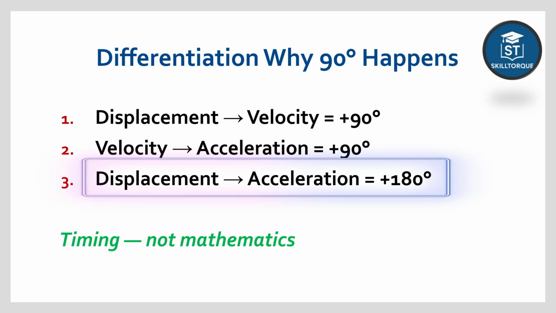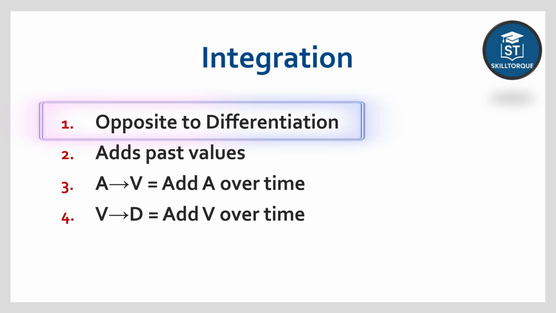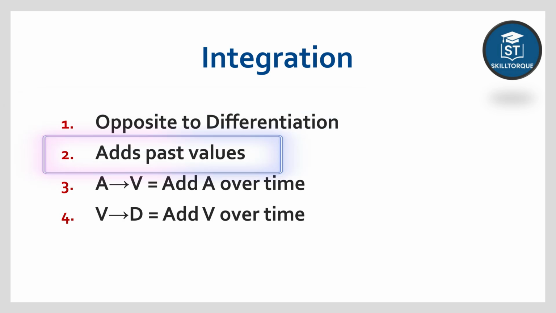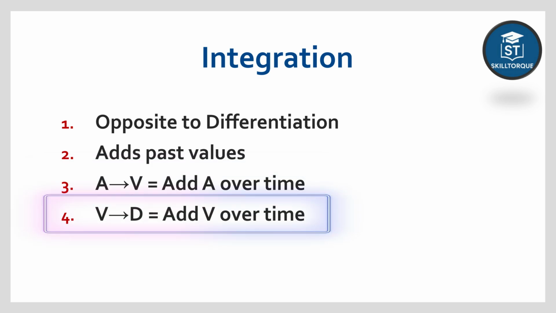So now let's discuss the next part, that is the integration. Integration is the opposite process, right? This part is very important, and normally it gets misunderstood. What does integration mean? It simply means adding up everything that happened in the past. Okay, clear? So when I convert from acceleration to velocity, I keep adding acceleration over time. And the same if I convert velocity to displacement, I keep adding velocity over time.